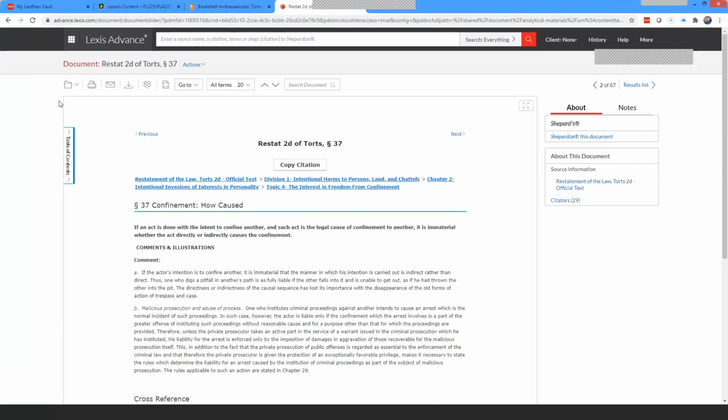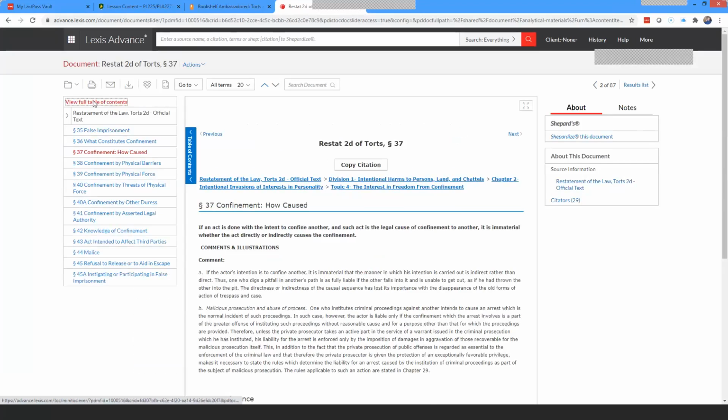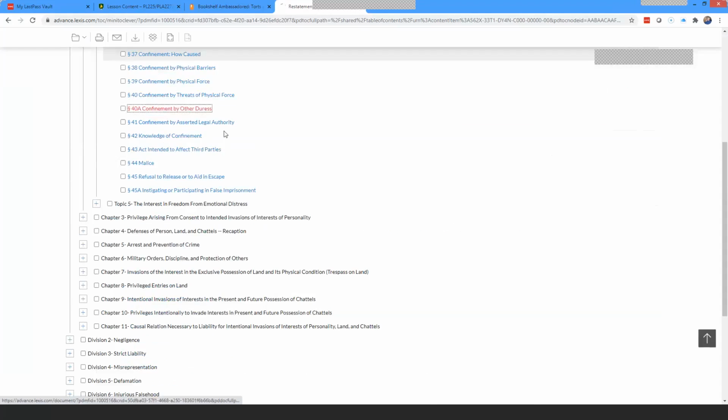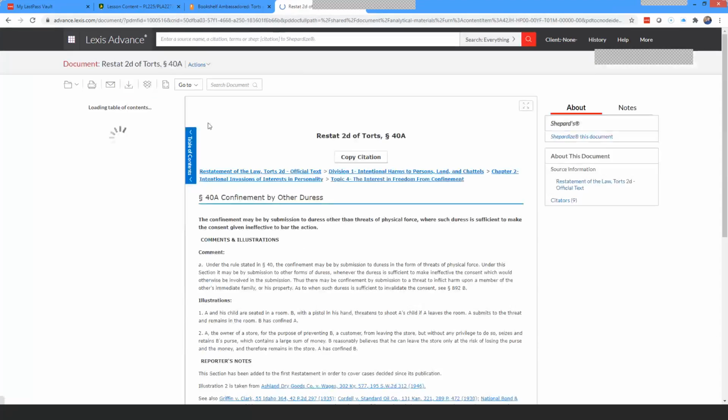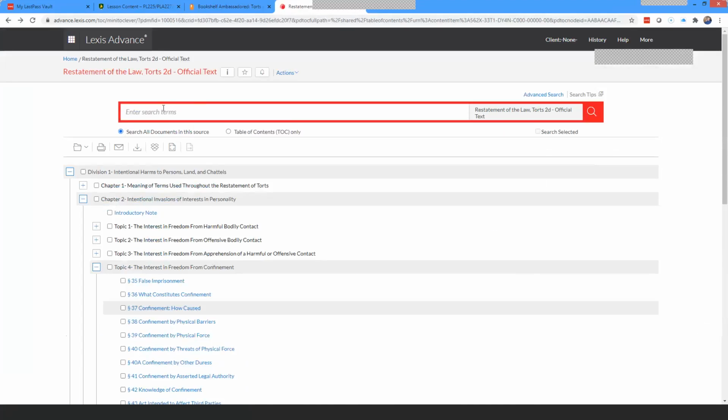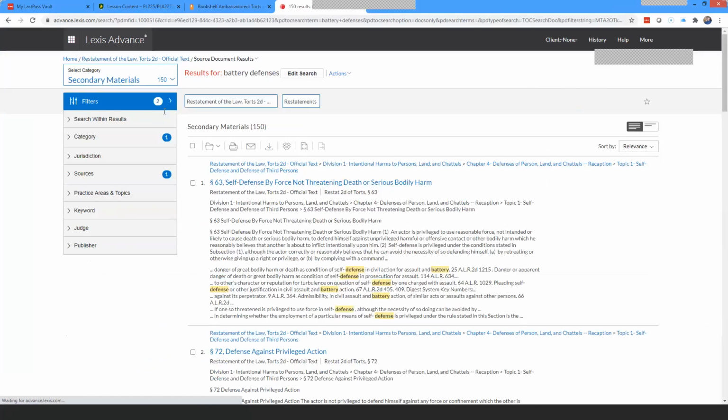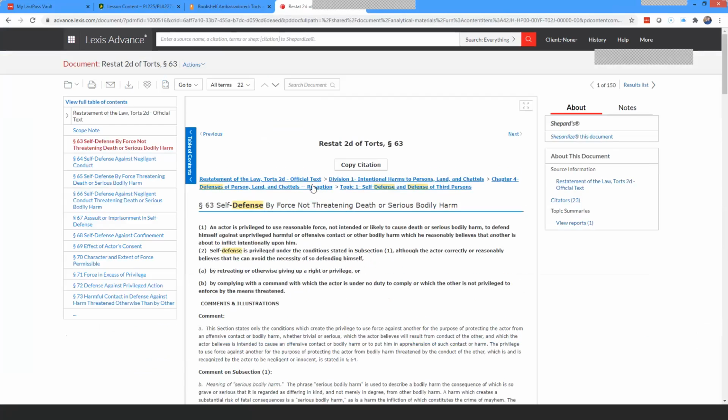And of course, within Restatement of Torts, you can go back to the full table of contents, and you can do another search. You could do another search within there, and you could say battery. I'll try battery defenses, which may not work. Okay, that worked.